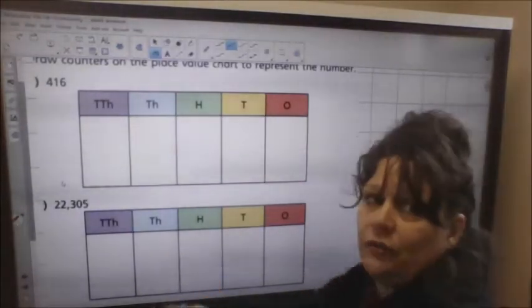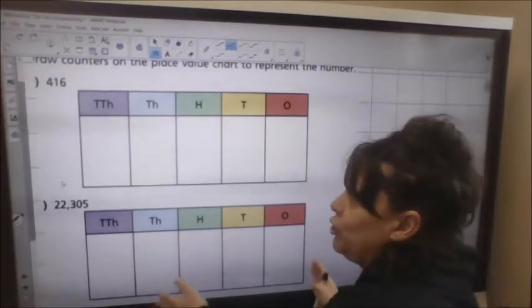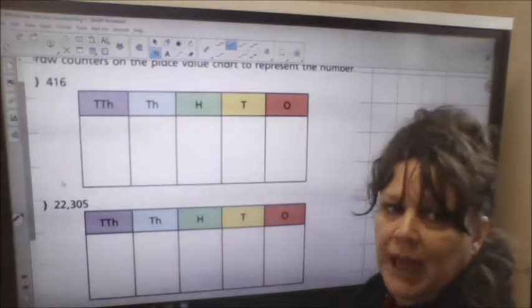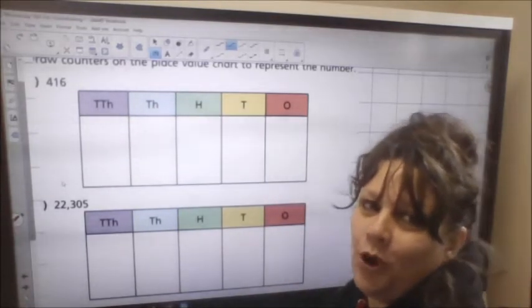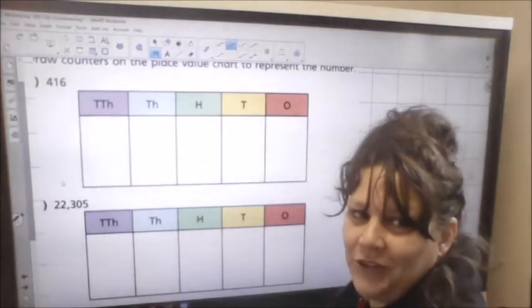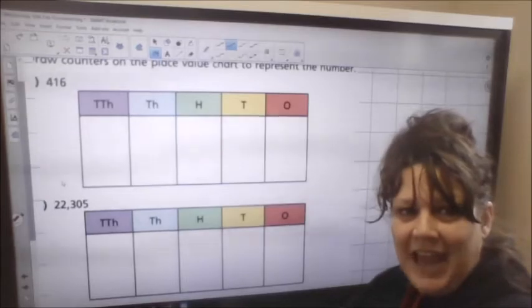And then the same here, you've got 22,305. Can you put the counters in the right place? And can you write these numbers in words? Okay, pause your video, have a little go. Okay, year 6, how did you do?